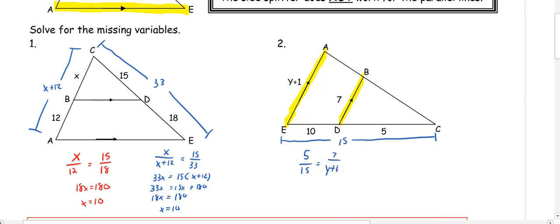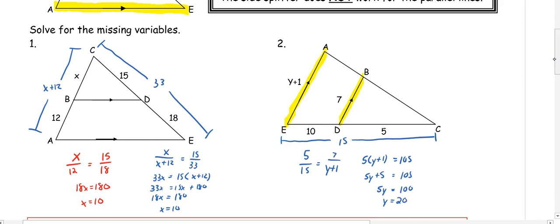So when we cross multiply, we would have 5 times parenthesis y plus 1 equals 15 times 7, which is 105. So we have 5y plus 5 equals 105. We can subtract 5 from both sides. 5y equals 100. So y is 20.